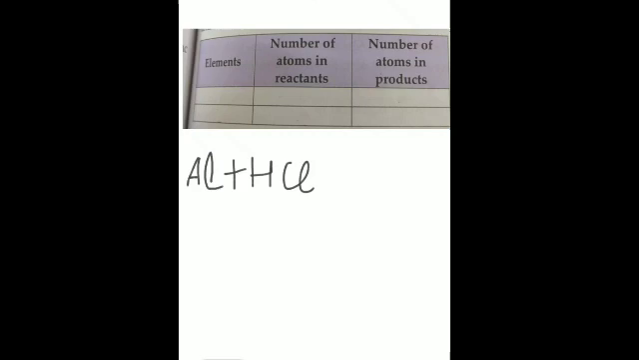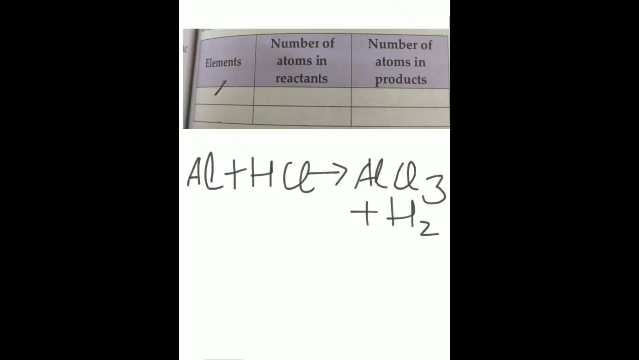Put an arrow in between. Aluminium chloride, again I have told you how to write the formula. Aluminium and chlorine react together to give you aluminium chloride, and hydrogen. So this becomes AlCl3. This is H2. Is it clear?